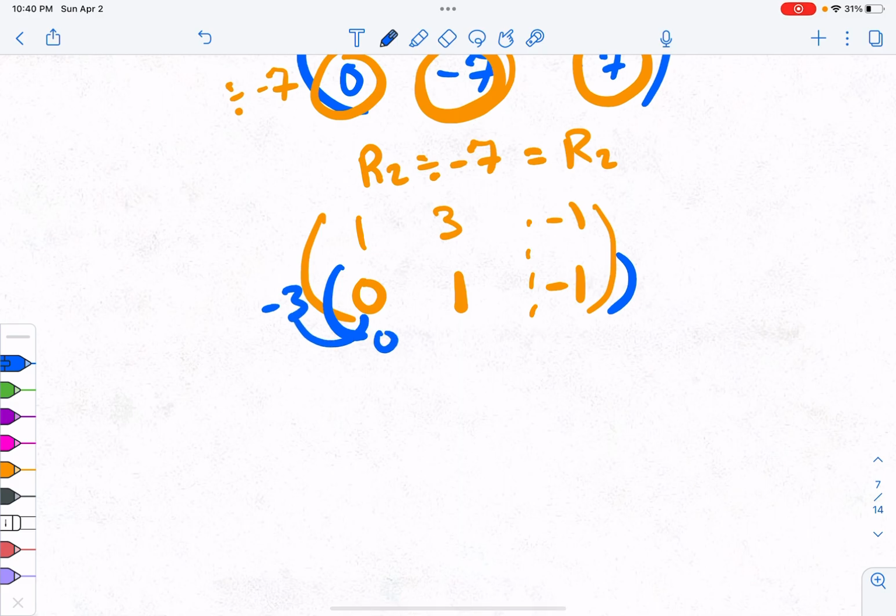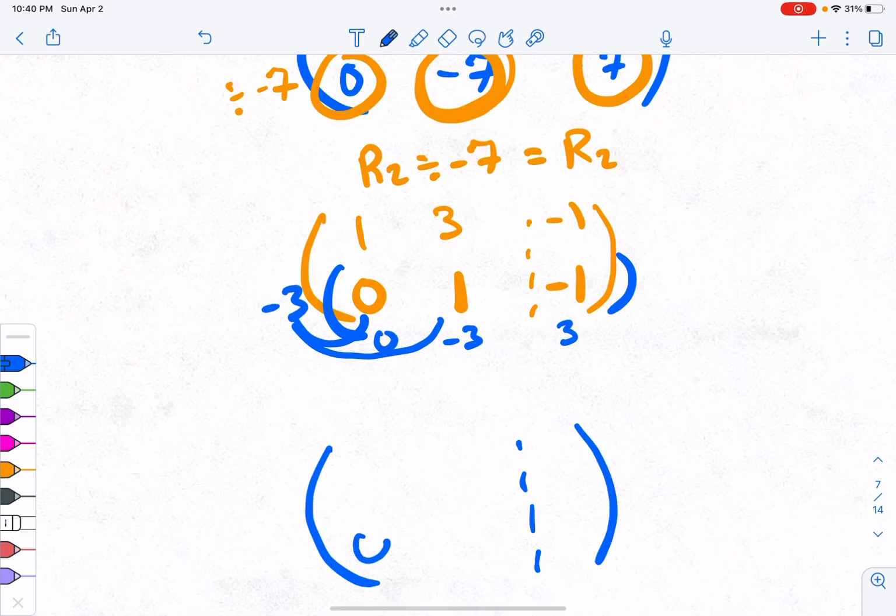-3 times 0 is 0. -3 times 1 is -3. That will get these to cancel. And then -3 times -1 is +3. Okay, so here's my matrix. Okay, 0, 1, -1. He's good to go. He's ready to go.